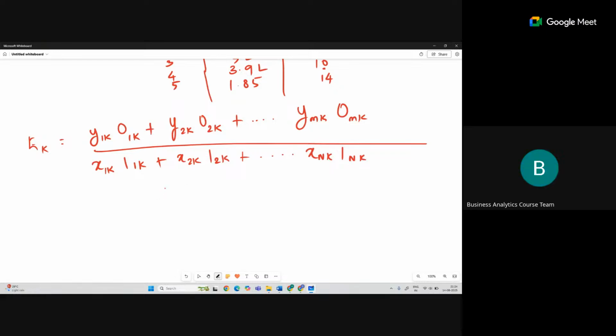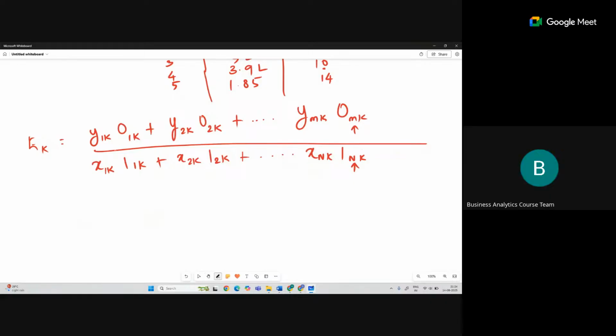So what is K here? K is the number of DMUs. DMU1, DMU2, DMU3. You solve for a particular DMU. If you are solving for the first DMU, this K will be 1. K is the number of DMUs we have. So in the previous example, we had 5 DMUs. N, what is N? Number of inputs we have. So in the previous example, we had 2 inputs. What is M? Number of outputs.